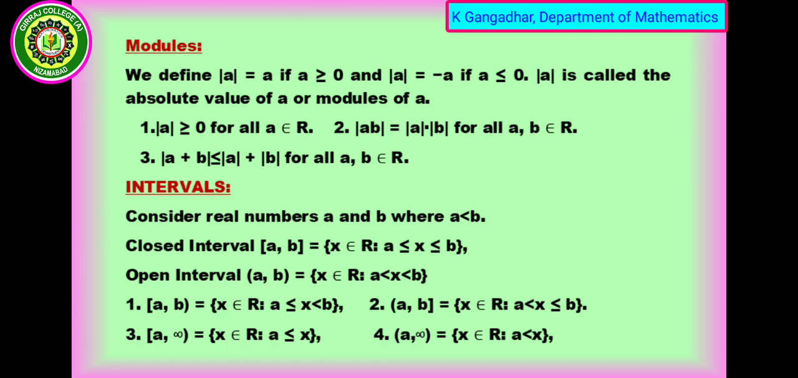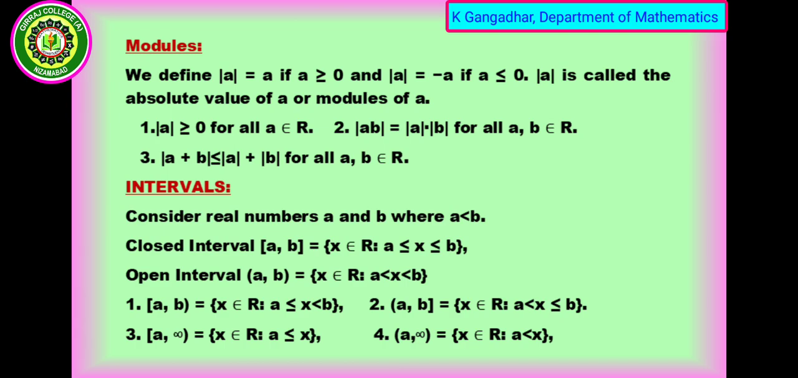So what is an interval? We know closed interval and open interval, and this is how we define them. First, let a, b belong to R with the condition a less than b. Then the set of x belonging to R such that a is less than or equal to x, which is less than or equal to b, is called the closed interval of a, b.